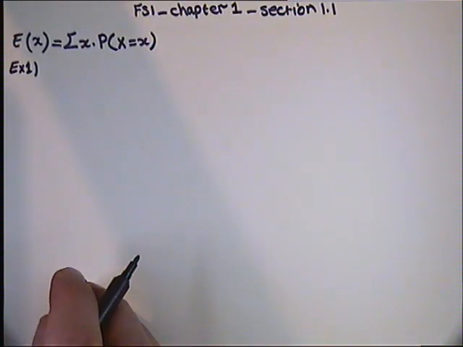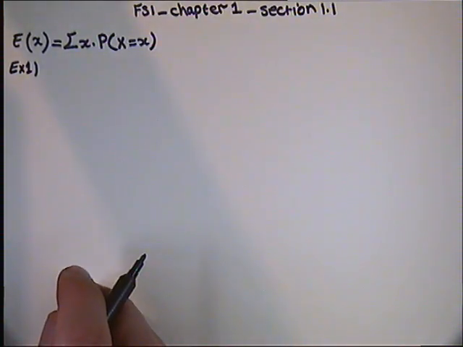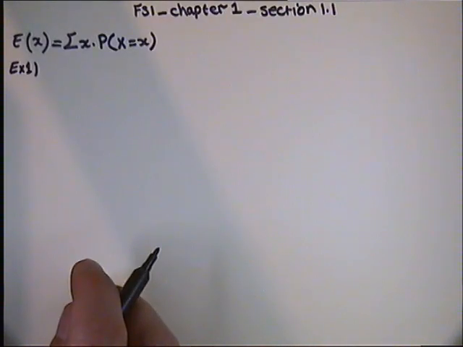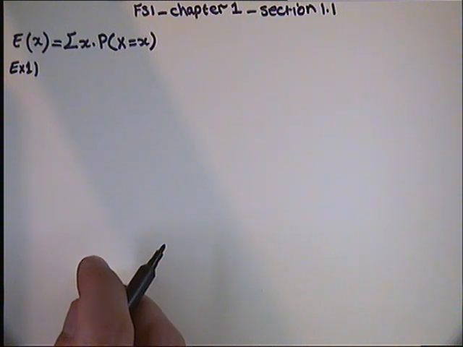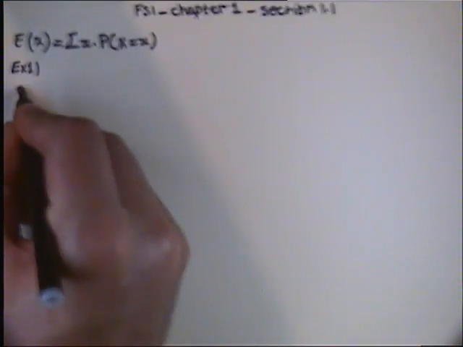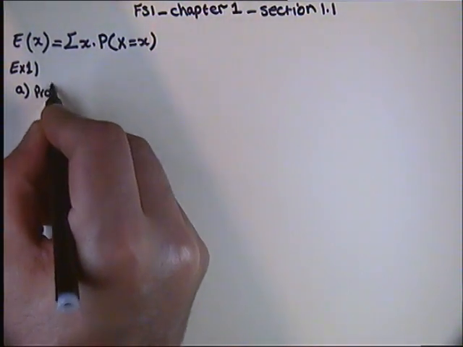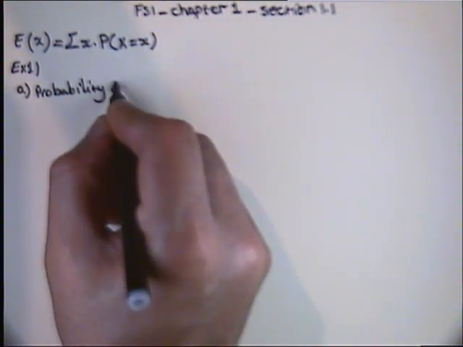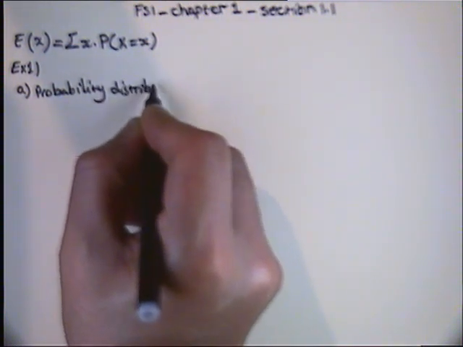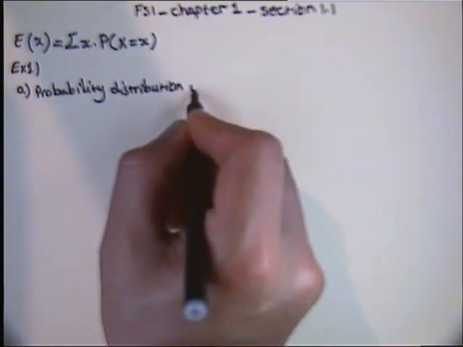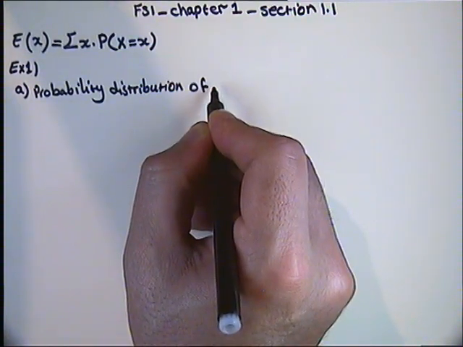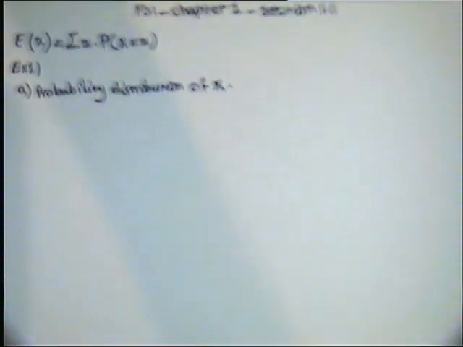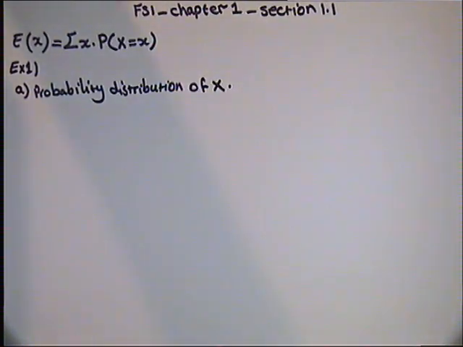A fair six-sided dice is rolled. The number on the uppermost face is modeled by the random variable X. Write down the probability distribution of X. The best way is to draw a table just to make it a lot easier.